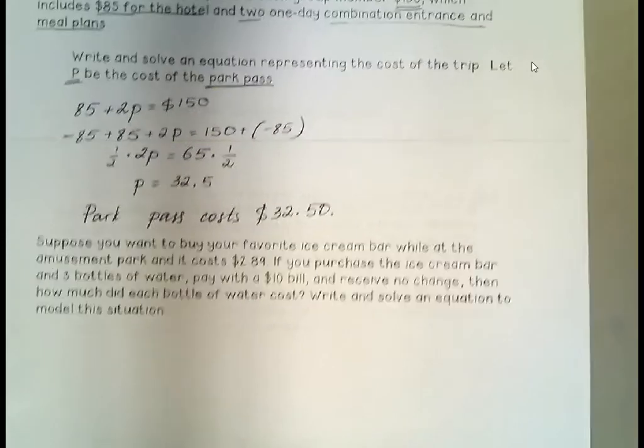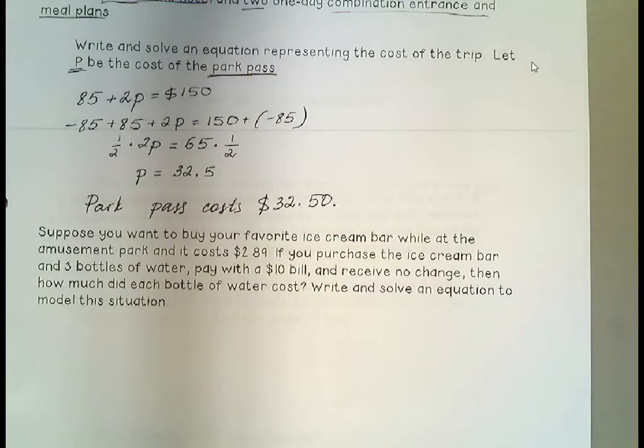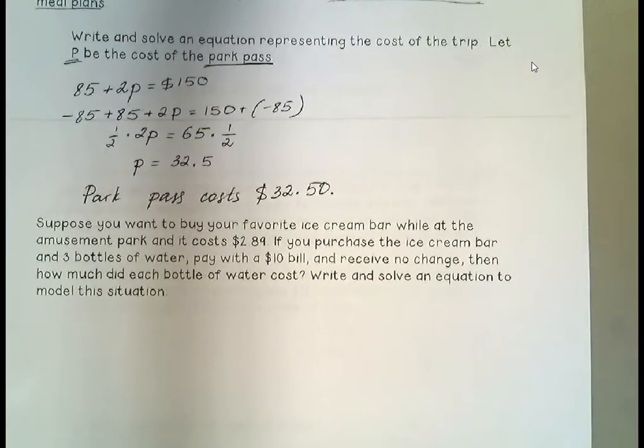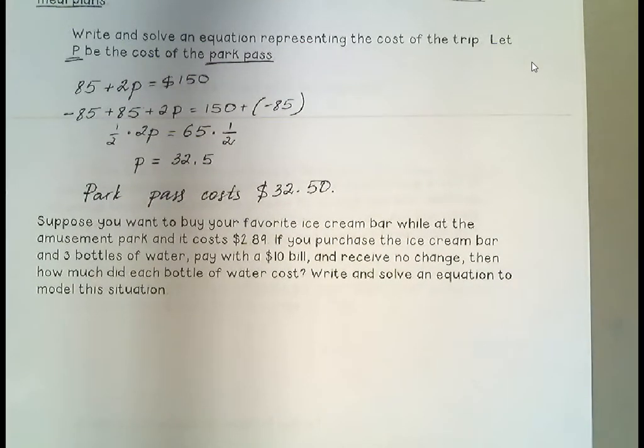That is it. Second one. Suppose you want to buy your favorite ice cream bar while at the amusement park and it costs $2.89. If you purchase the ice cream bar and 3 bottles of water, you pay with one $10 bill and receive no change, then how much did each bottle of water cost? Write and solve an equation to model the situation. Okay, so they don't tell us what to call an x. So we are going to find that out.